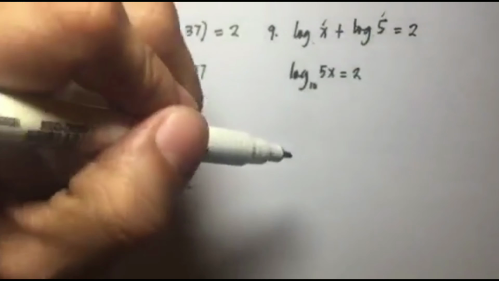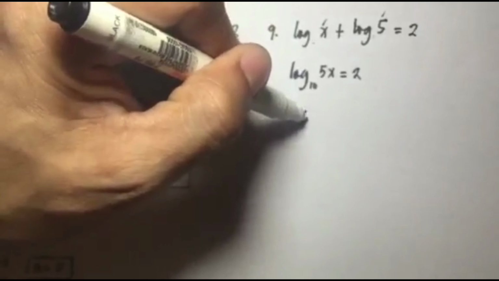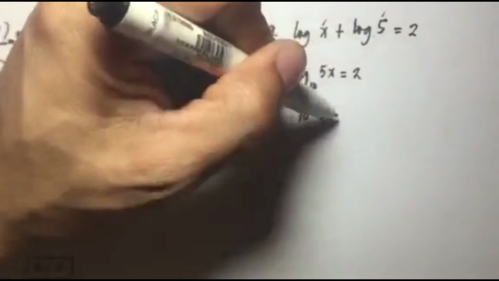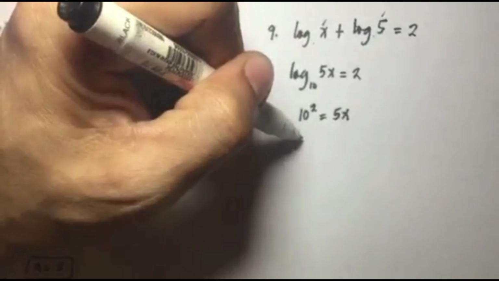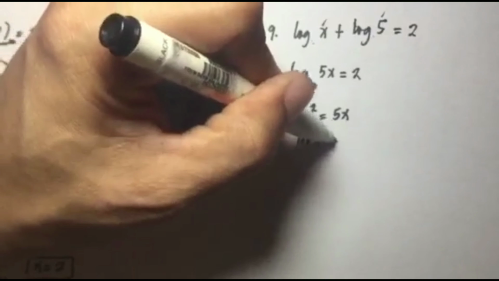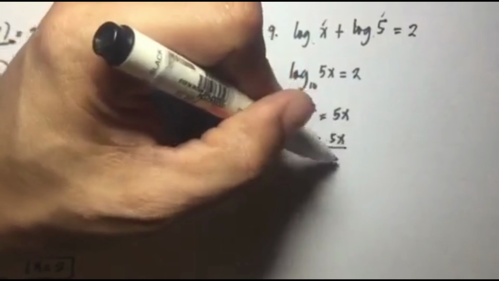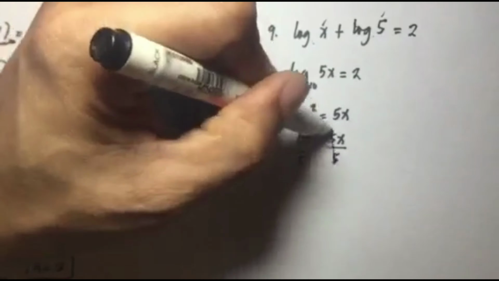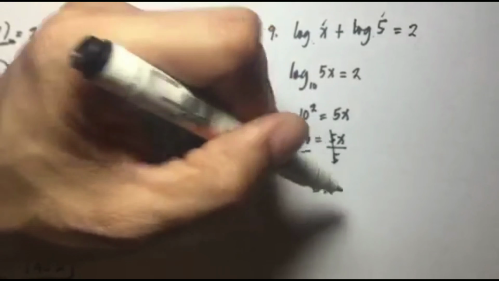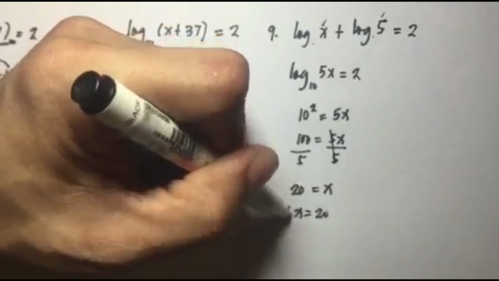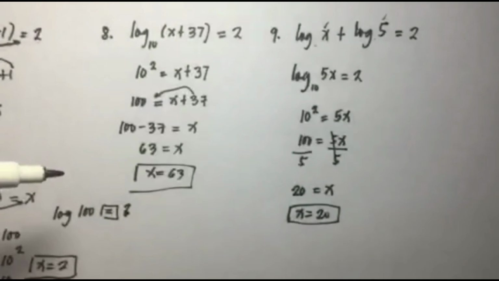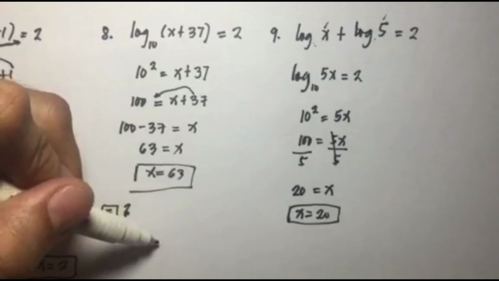So, we can now solve for the value of x after transforming it into exponential form. 10 squared is equal to 5x. Then, 10 squared is 100 equals 5x. Then, remove 5, divide both sides by 5. Cancel. That will become 1x or x, which is equal to 20. So, your x now is 20. Okay? Number 10.